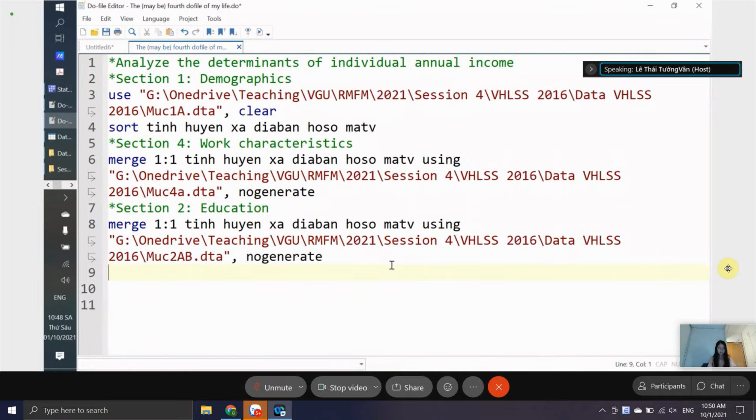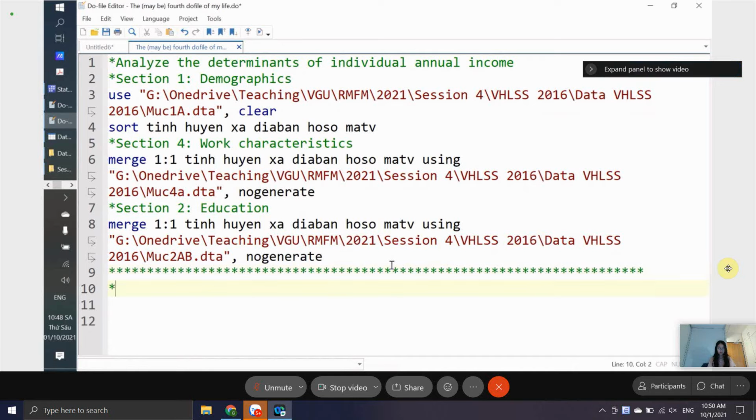Okay, so the first thing we need to do is, let's say, construct the variable.